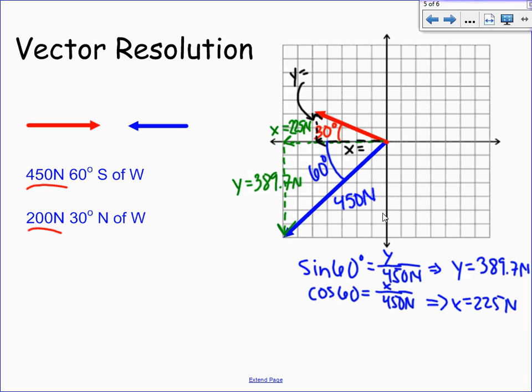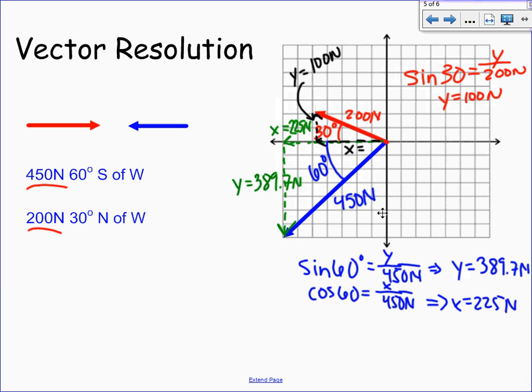So let's do the y component first. The y component is going to be sine again. Sine, but this time it's 30 degrees, equals my opposite side, which is y, over my hypotenuse, which we know the value of is 200. So sine of 30, which is one of those special angles, is 0.5 times 200 gives me a y value of 100 newtons. That's going to be what's over here for the y component.